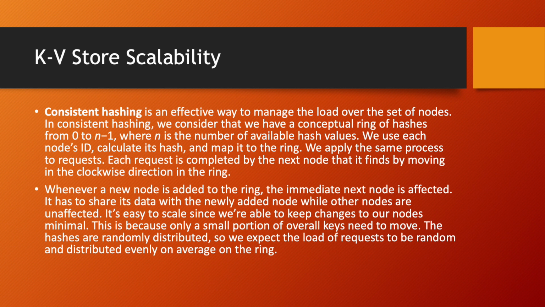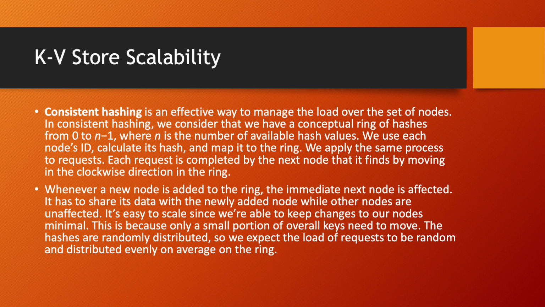So what else could we do? We could have consistent hashing. It's a pretty popular approach, an effective way to manage the load over a set of nodes. In consistent hashing, we have a conceptual ring of hashes from 0 to n-1, where n is the number of available hash values. We use each node's ID, calculate its hash, and map it to the ring. We apply the same process to the request. Each request is completed by the next node it finds moving in the clockwise direction in the ring.